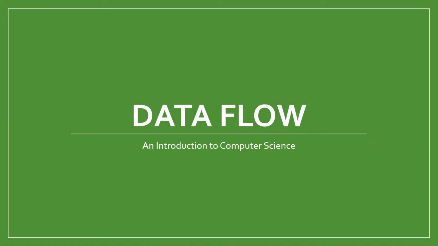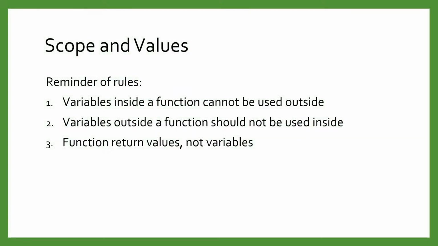Let's learn about data flow. Previously, we learned about scope, the idea that variables inside a function cannot be used outside of the function, and variables outside a function should not be used inside the function. Further, we learned that functions do not consume or return variables. Instead, they consume and return values. These ideas are critical in understanding how data flows through a program.